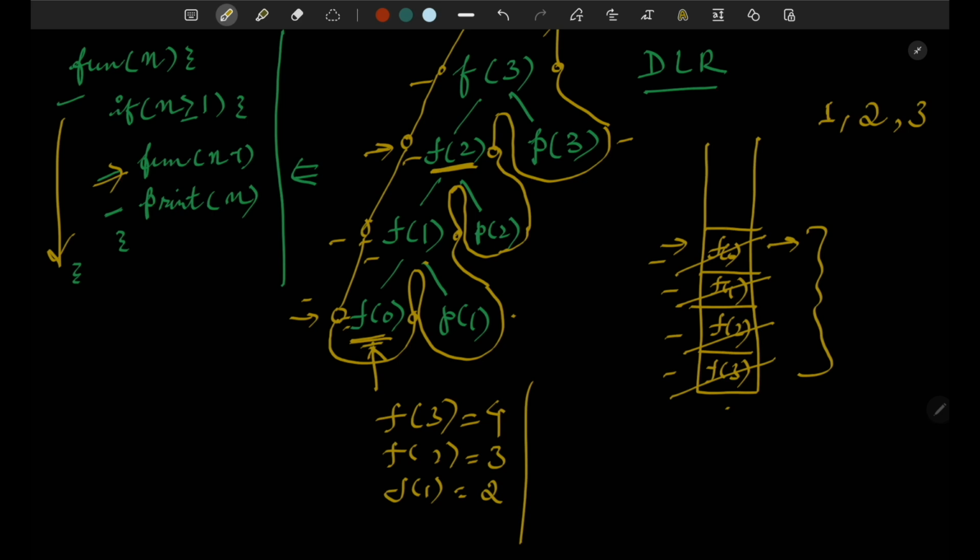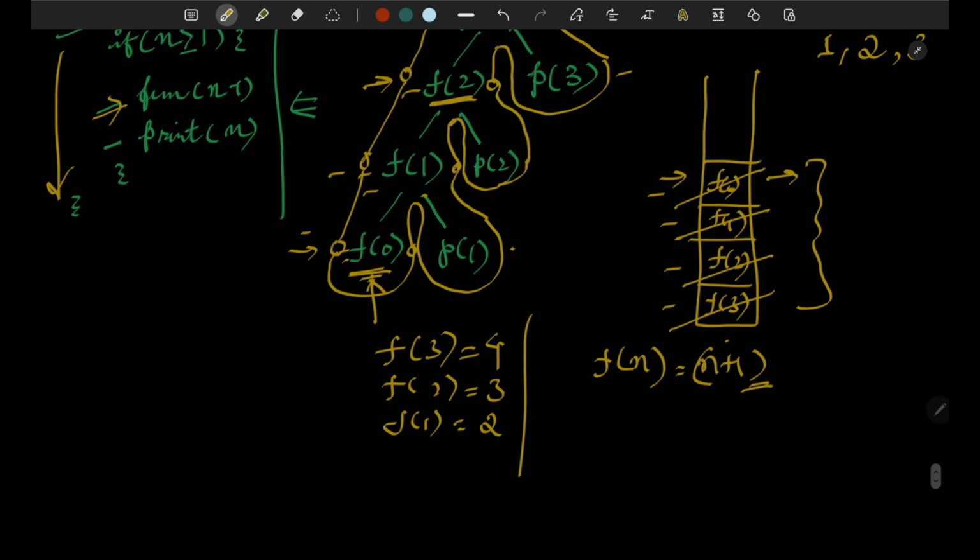So if I were to say that in order to calculate fn, I have to make n plus 1 calls, that would be the correct statement, right? So essentially, the height of the stack or the depth of the stack, or the maximum capacity at which the stack will be filled, would be n plus 1 if my input is n.